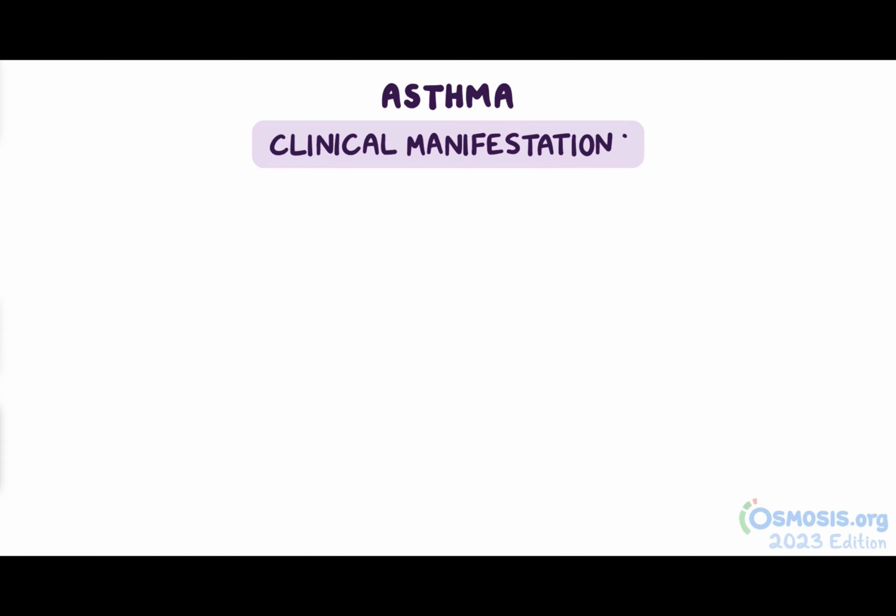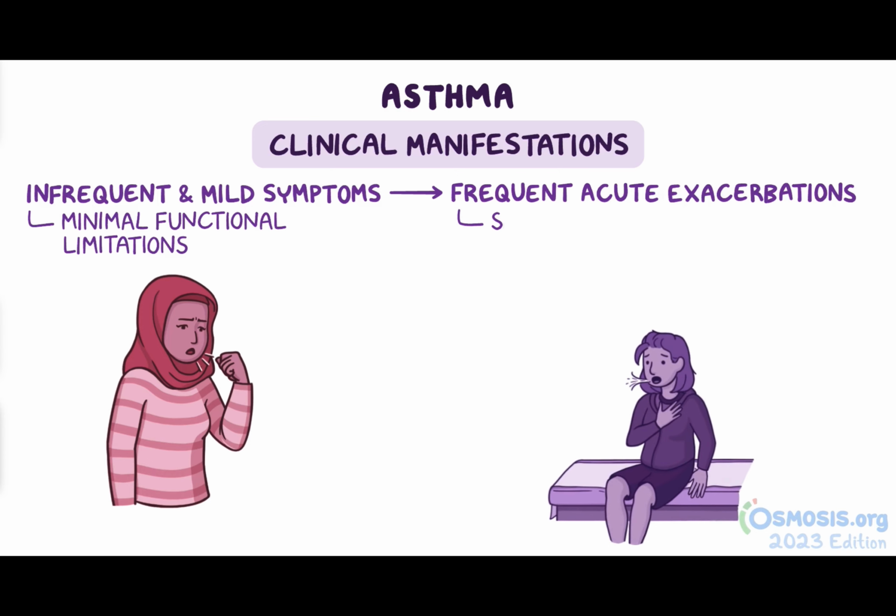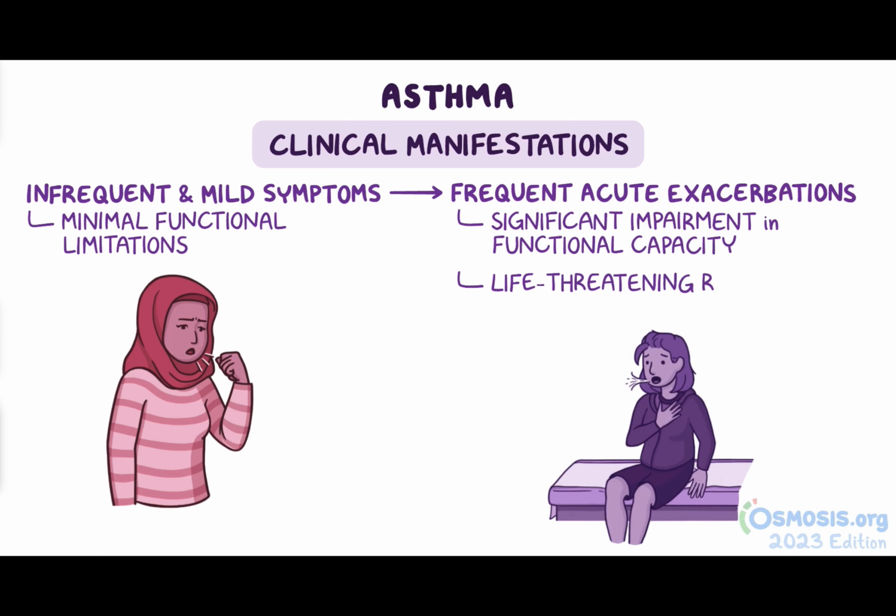Clinical manifestations are highly variable, ranging from infrequent and mild symptoms that have minimal functional limitations to frequent acute asthma exacerbations causing significant impairment in functional capacity, and even life-threatening respiratory failure that's often referred to as status asthmaticus.